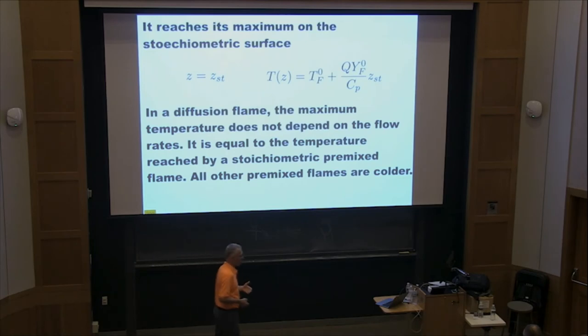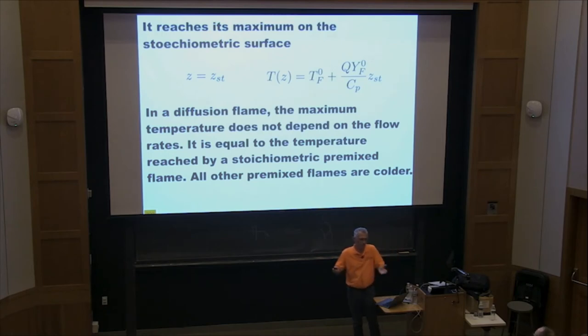And NOx, again, it's like cooking, if you overcook your cake, you cannot decook it later, okay? It's cooked, it's too hot. So if you have produced NOx, you will keep it. So if you have a diffusion flame, you will be hot locally, and that will be bad.